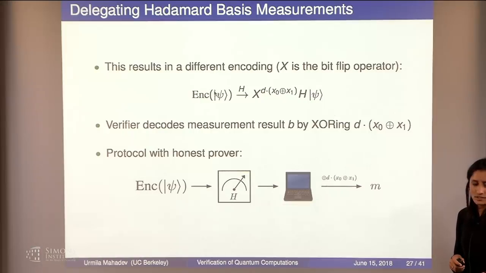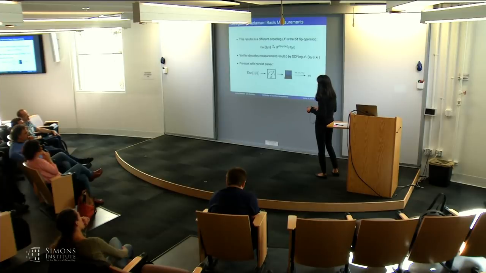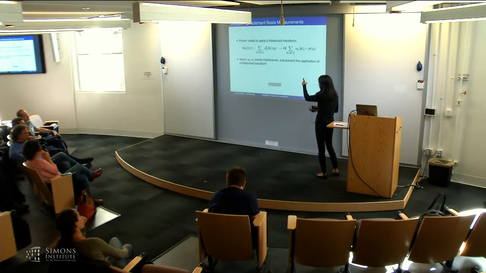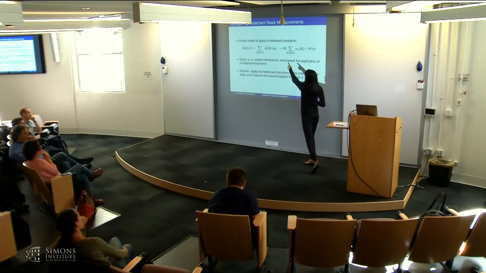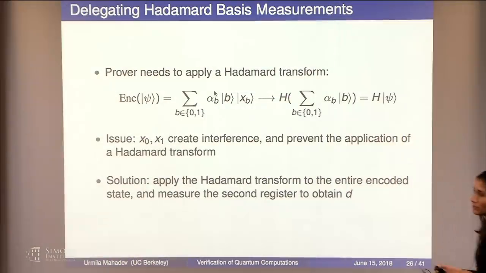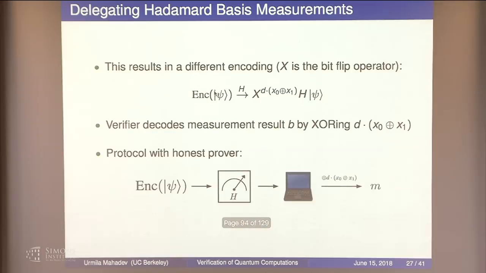Okay, so are there questions? Just to clarify, when you write H on the first line there... Yeah, you actually do H on everything. So you do an H to the whole thing, and d results from measuring the second register after the Hadamard transform. Okay, so this is the honest application of the Hadamard transform.